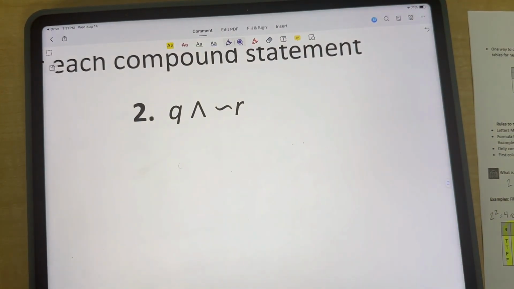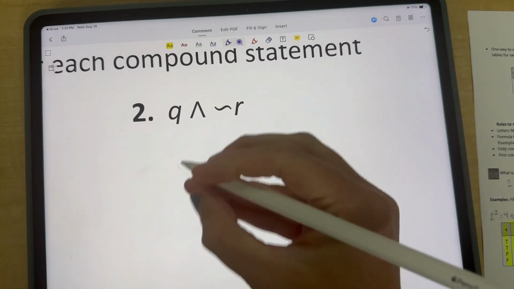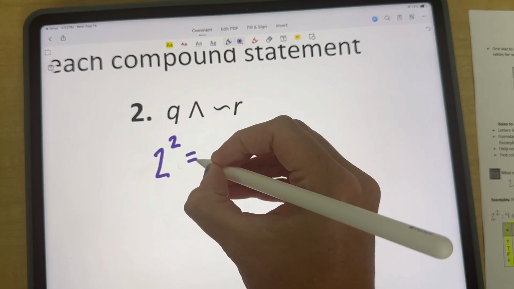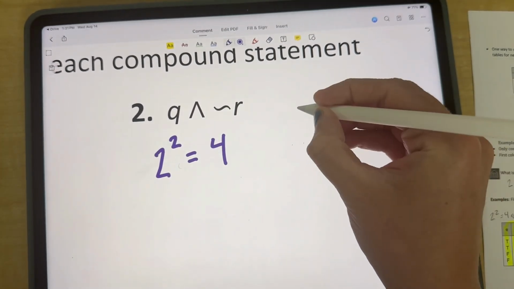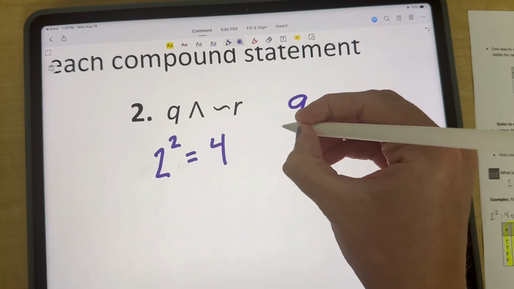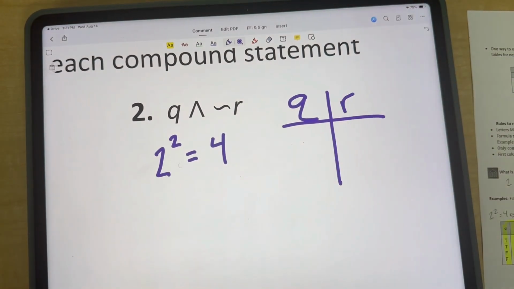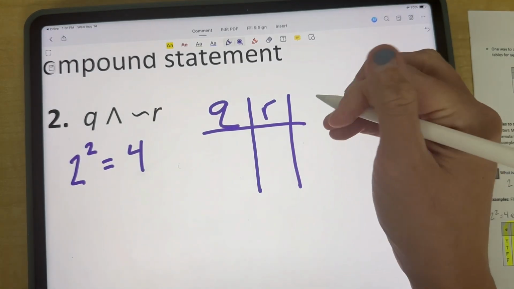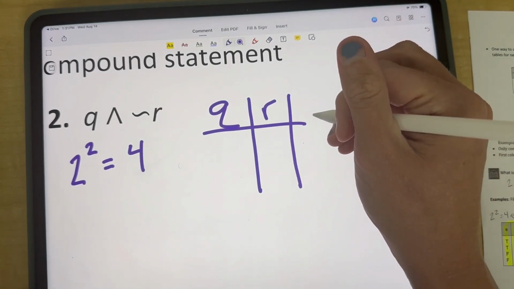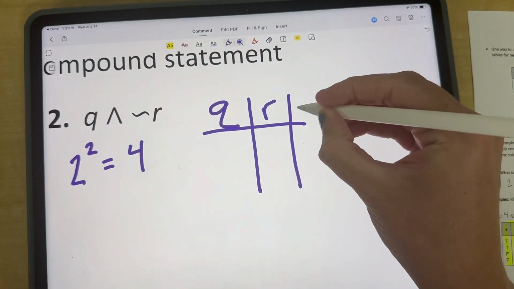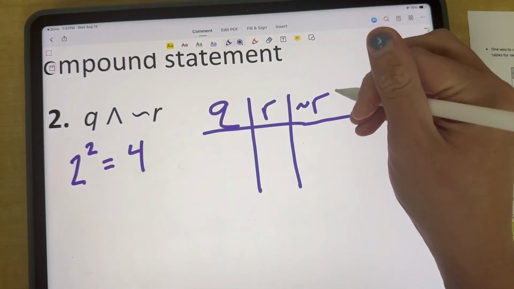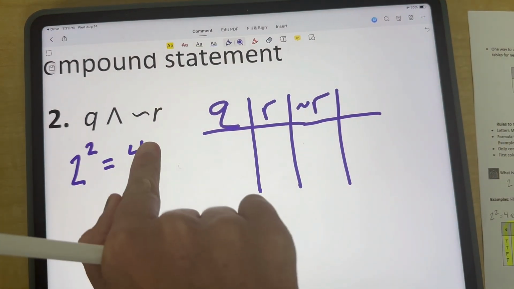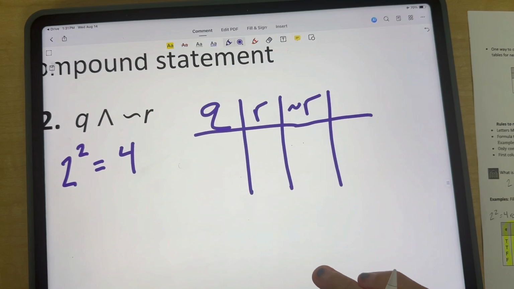Okay. How many letters do we have? We have 2 letters. We have Q and R. So we need 4 rows. The first row will be Q. The next row will be R. Okay. Do we have any negations? Yes, we do have a negation. Where do you see the little squiggle? With R. So I'm going to do a not R row. Okay. Do we have any parentheses in this statement? No. So we skip that step.